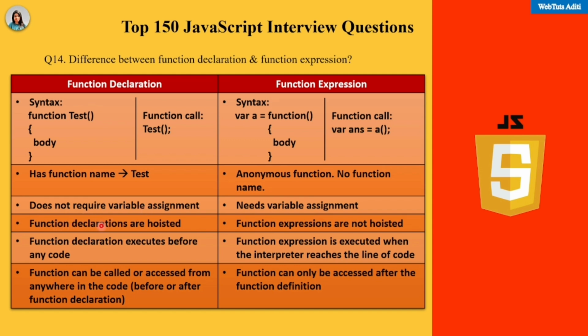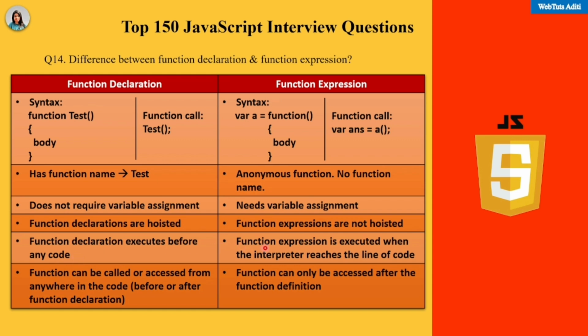Now the next is function declarations are hoisted and function expressions are not hoisted. It's the same thing as variable hoisting, like it will be hoisted to the top of the scope, okay? But in case of function expressions, these are not hoisted. Next is function declaration executes before any code, but function expression is executed when the interpreter reaches the line of code. So what happens is when we declare a function, the function declarations are hoisted, right? So if the function declarations are hoisted, it is obvious that it will execute that function declaration first and then it will execute the other lines of code.